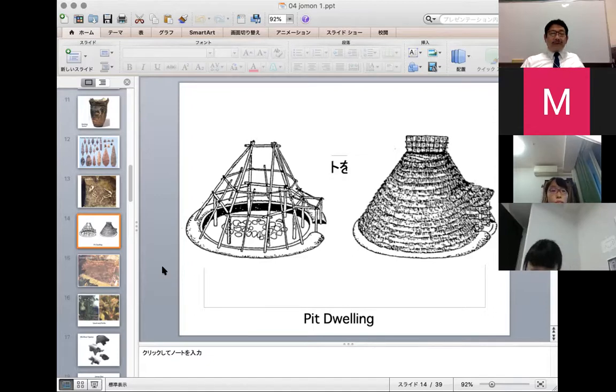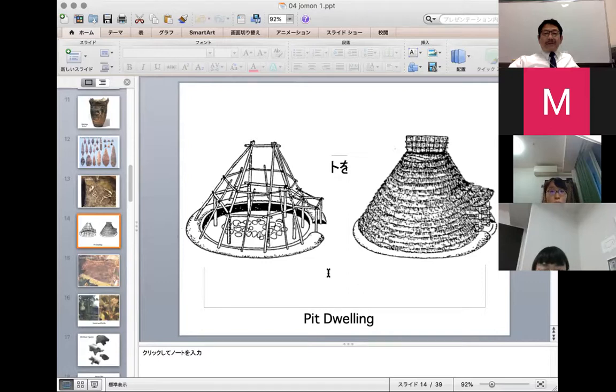Pit dwelling means you dig out a big hole, probably 6 meter diameter is a normal size. And it's not too deep. The pit is not too deep. Normally, the average would be like 50 centimeter, 20 inch to 1 meter. Deepest will be 1 meter. It's not too deep. And you set up the posts and beams and stuff like that. Make a frame with wood and cover with grass to form a roof.